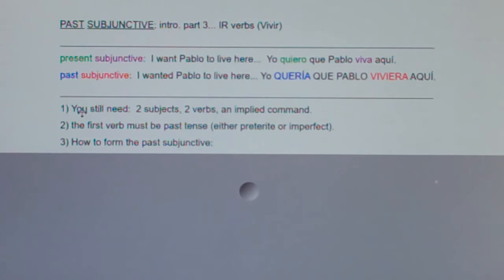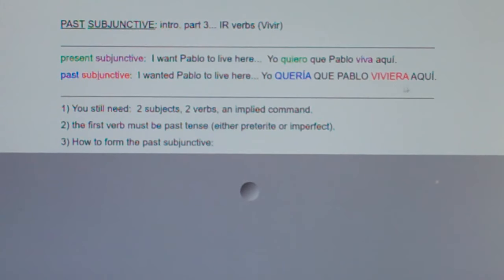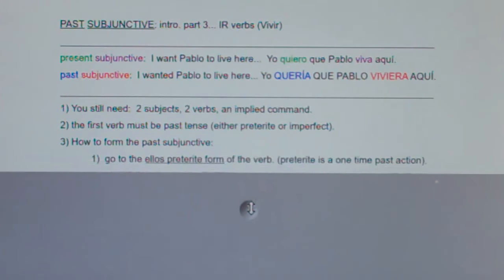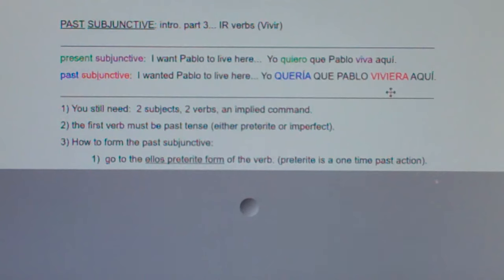Again, for past subjunctive, you need two subjects, two verbs, and an implied command, which we have. The first verb must be past tense, either preterite or imperfect. I wanted. Now let's talk about how to form the past subjunctive. The first thing you do is you go to the they form, the preterite. But Mr. Holt, I wanted Pablo to live here. Why are we going to the they form?